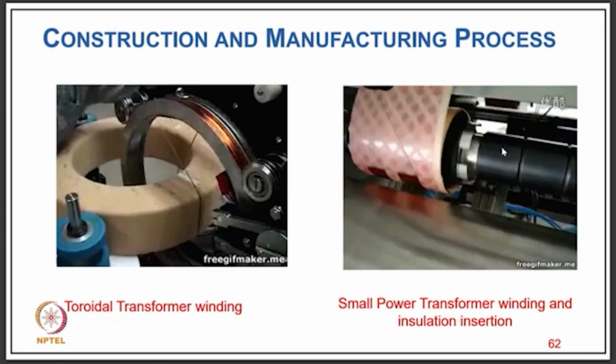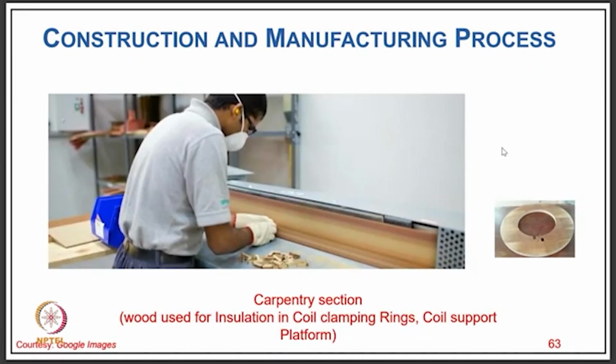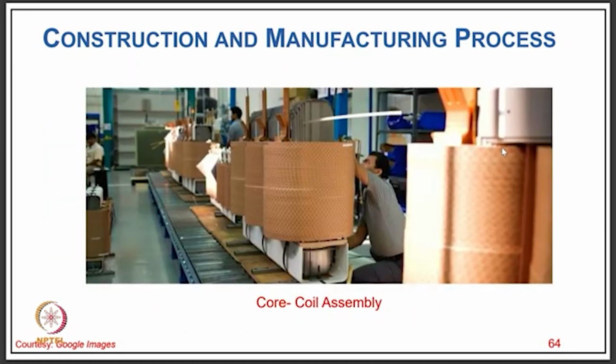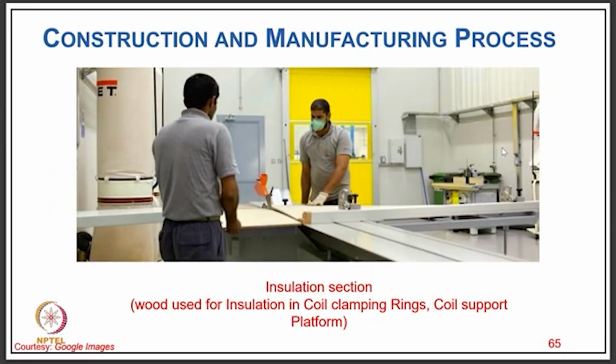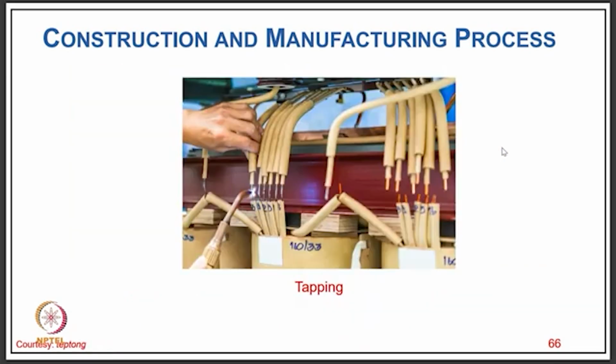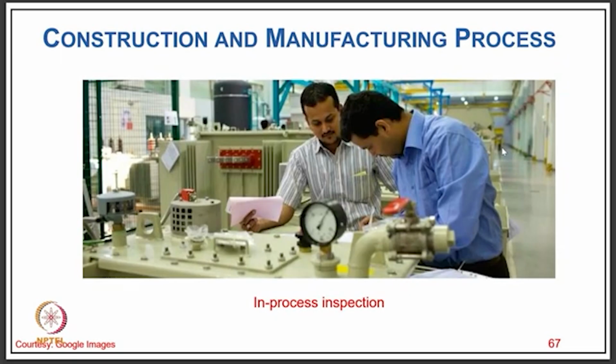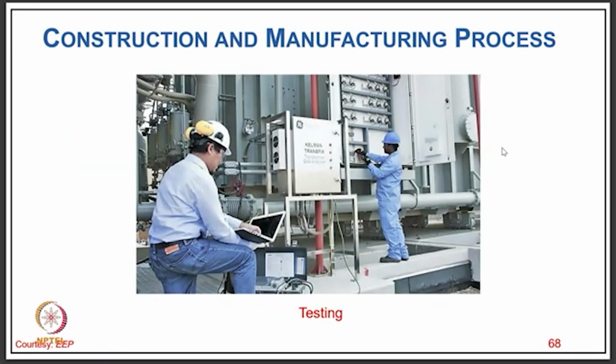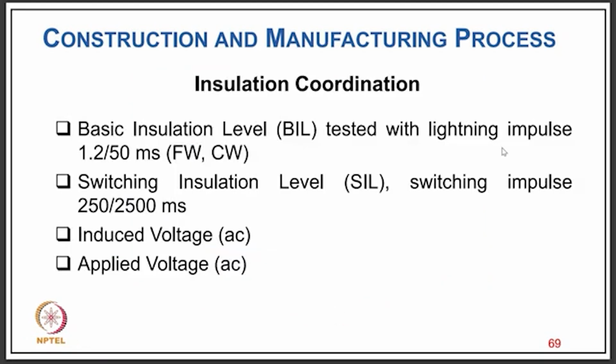Then we have the toroidal transformer winding. A special machine is there for the toroidal transformer, and then the small power transformer winding and insulation insertion. Then we have a carpentry section for wood for insulation, coil clamping rings and coil support platform, then the core coil assembly, then the insulation section with wood used for insulation, coil clamping rings and coil support platform. Then we have the tapping arrangement of the primary and secondary coming out, then inspection in process with the different testing, and then the testing of this transformer.